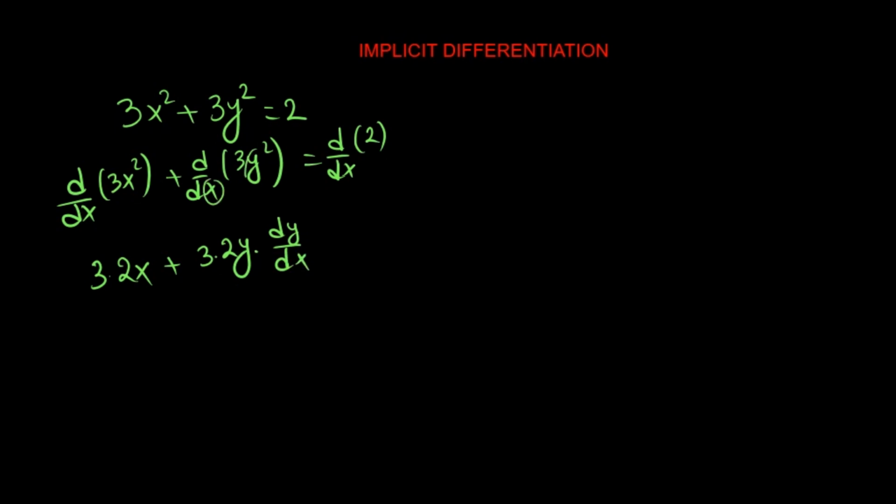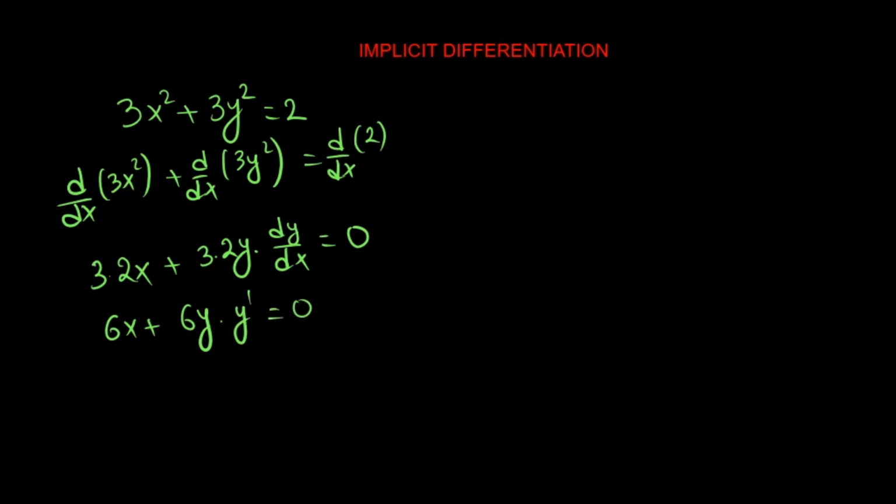This is x, this is y. I am doing the differentiation of y with respect to x. So after 3 times 2y, you have to do the differentiation of y with respect to x. This is something we have seen in the chain rule, which I will link the video right here. You can take a look. It will help. And then on the right side, we have the differentiation of 2, which is 0 because 2 is a constant number. Now we have 6x plus 6y times dy over dx, which is also y prime, equals 0.